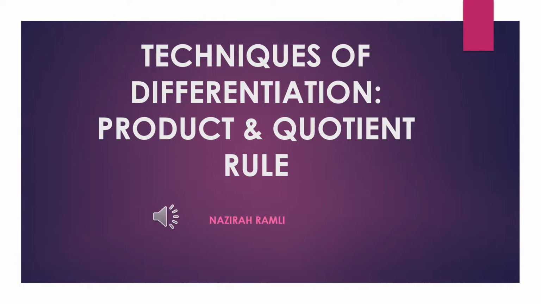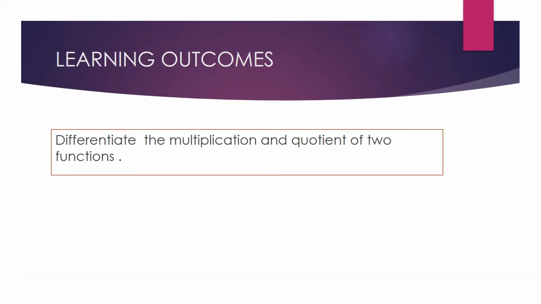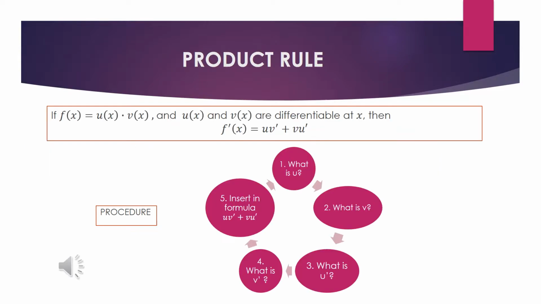In this lesson, we are going to learn the product and quotient rule, which are the basic techniques in differentiation. If f(x) is a product of two functions u and v, then the differentiation of f(x) is given as u multiplied by the differentiation of v, plus v multiplied by the differentiation of u, or we write it as u v prime plus v u prime.